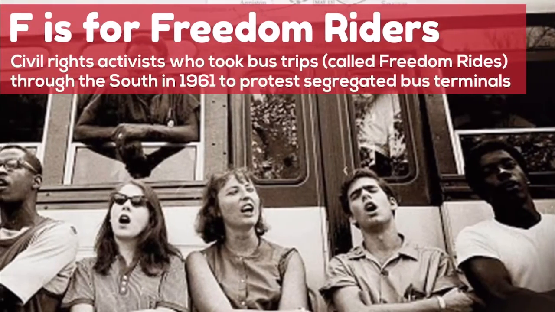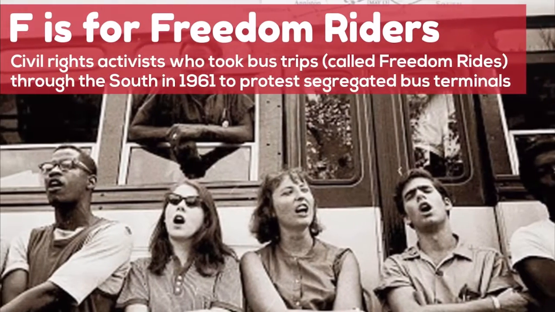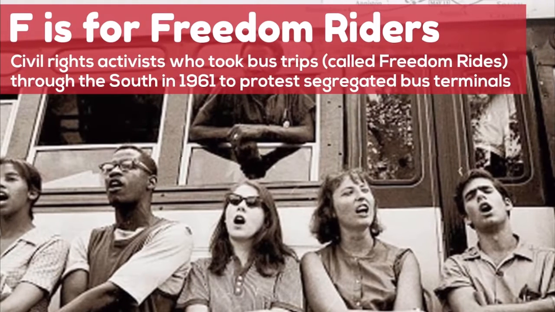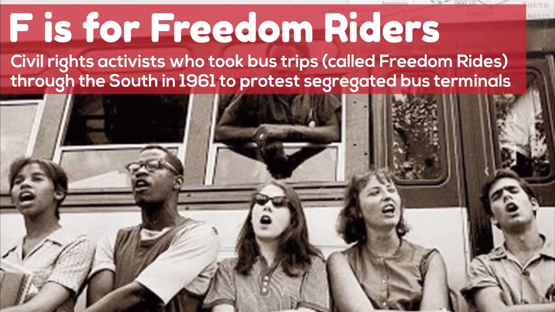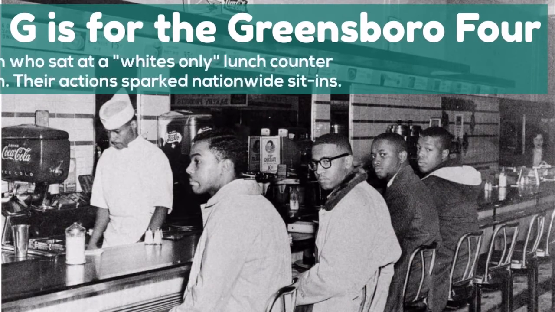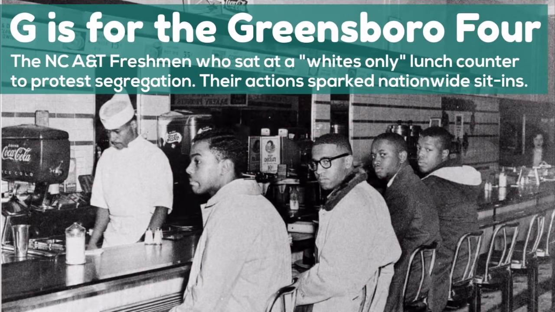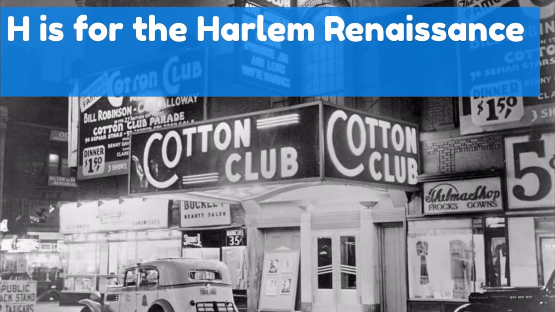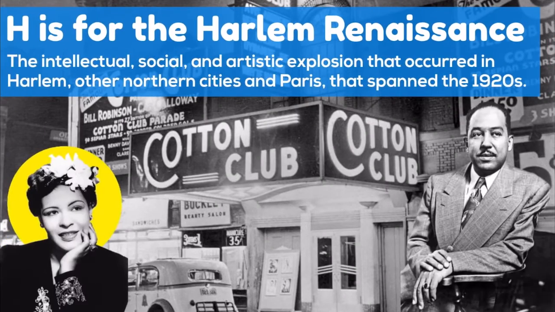F is for freedom riders, civil rights activists who took bus trips called freedom rides through the South in 1961 to protest segregated bus terminals. G is for the Greensboro Four, the North Carolina A&T freshmen who sat at a whites-only lunch counter to protest segregation. Their actions sparked nationwide sit-ins. H is for the Harlem Renaissance, the intellectual, social, and artistic explosion that occurred in Harlem, other northern cities, and Paris that spanned the 1920s.